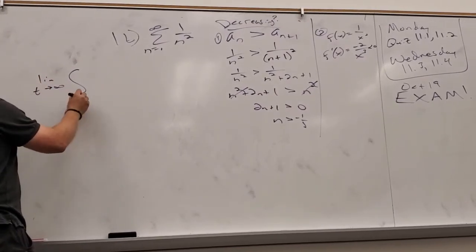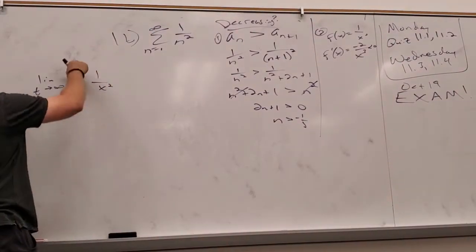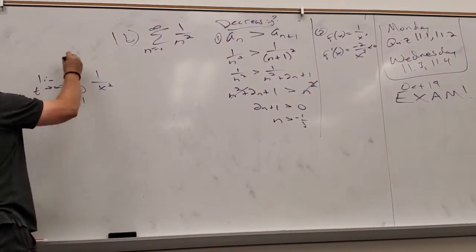1 over x squared. Okay, from what to what? 1 to t. 1 to t.